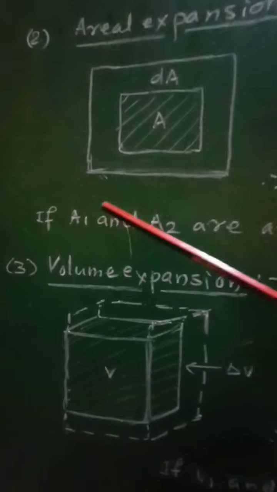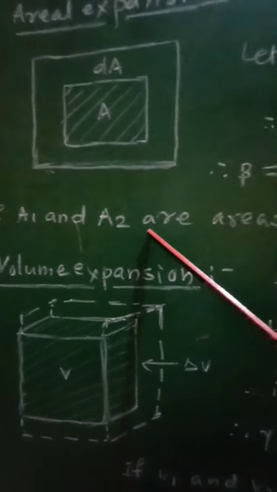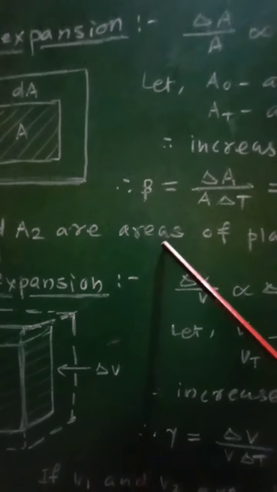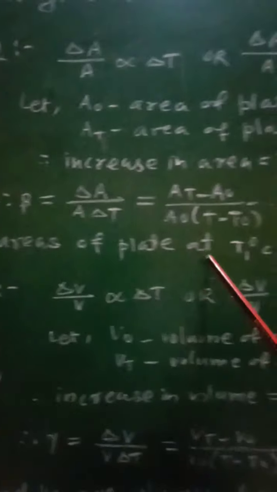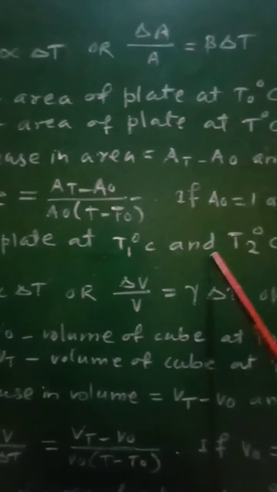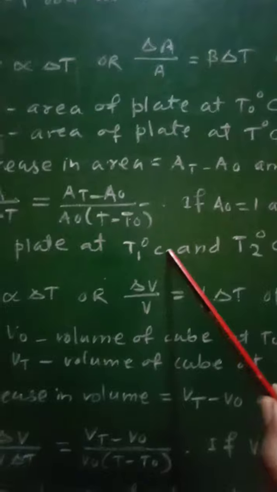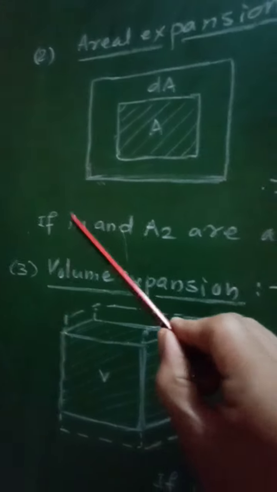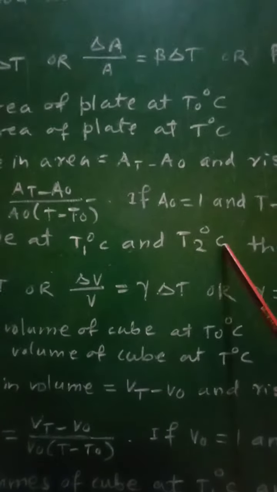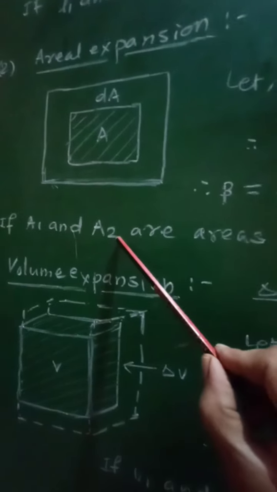Now instead of that, if you consider A1 and A2 are the areas of that plate at T1 degree Celsius and T2 degree Celsius temperatures. So at T1 degree Celsius temperature, area is A1, and at T2 degree Celsius temperature, area is A2.